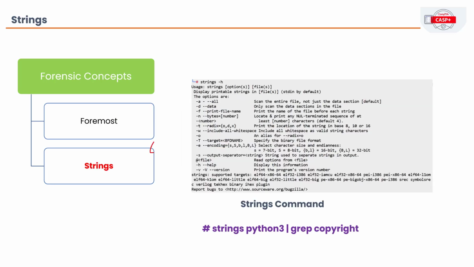Let's talk about strings. This is also a helpful forensics tool for looking for ASCII or Unicode strings in picture files or memory dumps. Most Linux distributions come with this built-in tool. The following screenshot shows the options for the strings command. Now, in this example, we're searching a binary file where we need to see if there are any embedded copyright strings. We are using the strings command to search for all the strings within Python 3 and piping the output to the grep command to only display strings containing copyright characters.